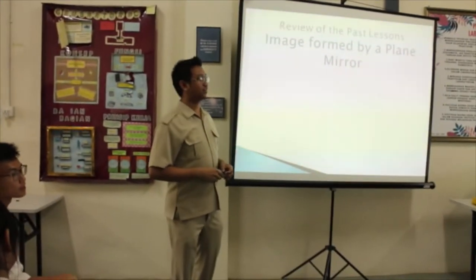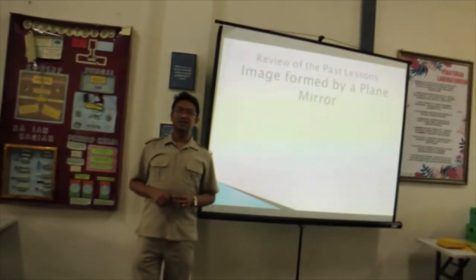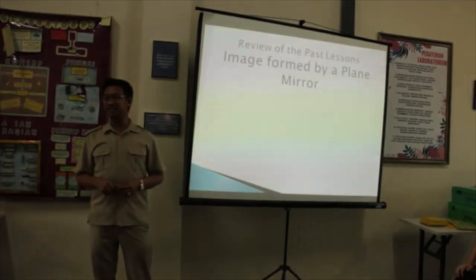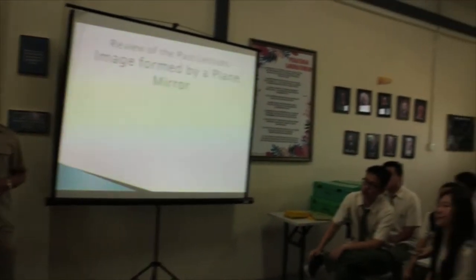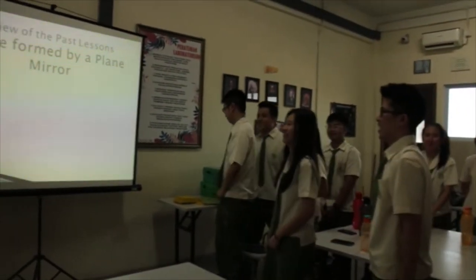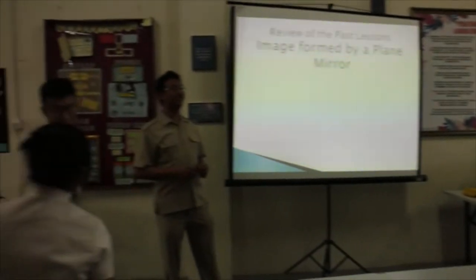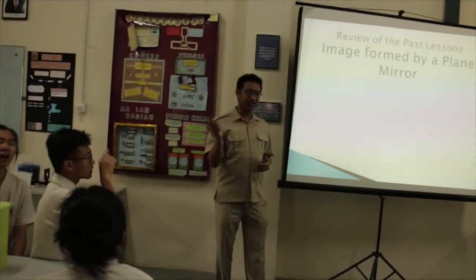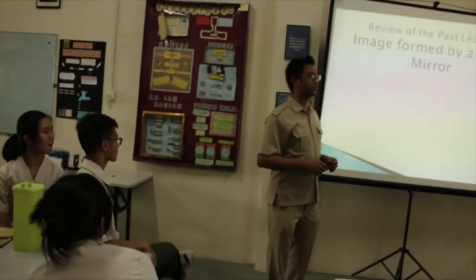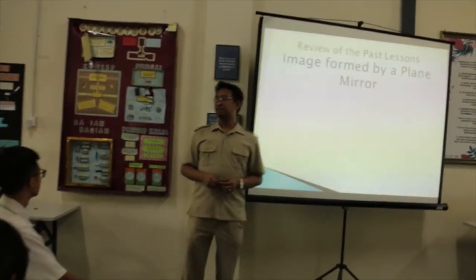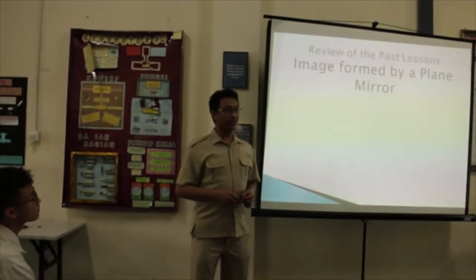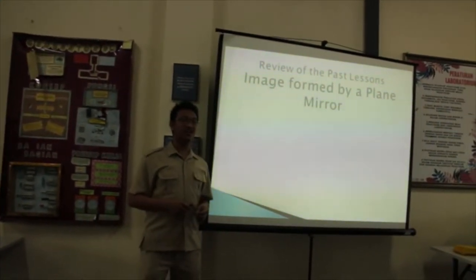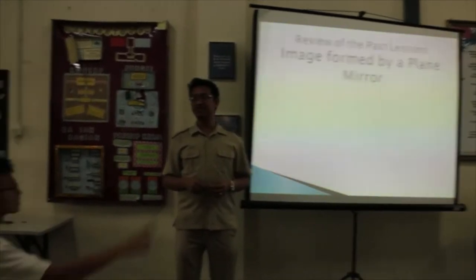Next, the image formed by a plane mirror is flipped vertically. Okay, that's correct, because the answer is false. It should be flipped in what way? Lateral. It should be lateral inversion. Next, the image formed by a plane mirror has the same appearance as the object.